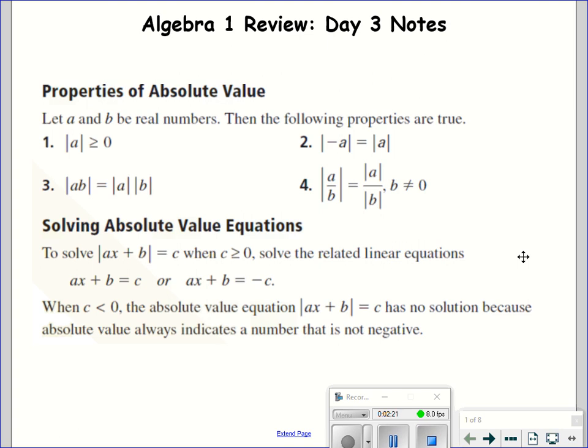Again, this is a reference section. This isn't something to memorize or anything. It's just something to look back to as you go through your work. The main thing we want to focus on when we're concerning ourselves with solving absolute value equations is if we have an absolute value that's set equal to a number. Remember that absolute value has to make something that's 0 or greater.